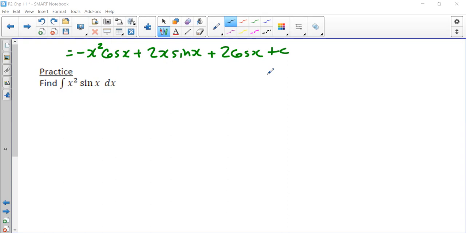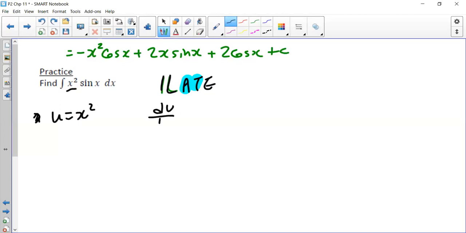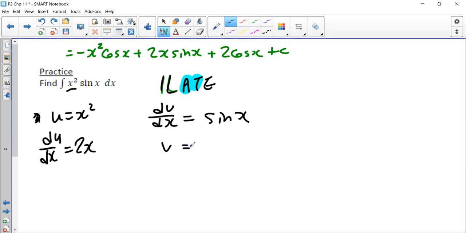First of all, again, the ILATE rule. We've got x squared, which is algebra. We've got sin x, which is trig. A comes before T, so we're going to let u be x squared, and the other one will be dv by dx. dv by dx is sin x. So let's differentiate: du by dx is 2x. Integrate that one. Integrating sin x is negative cos x. Don't forget the negative. Remember the sine cos clock: integrating sin x is negative cos x.